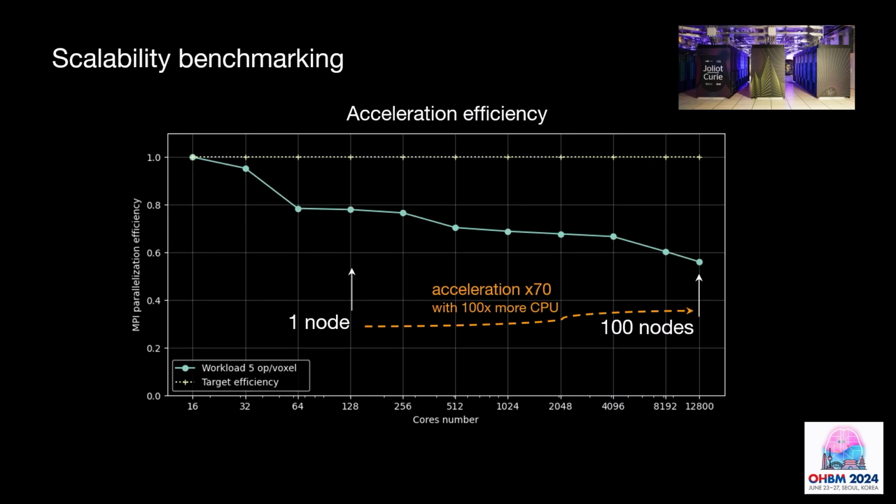So as you can see, the acceleration is not without a cost. This can be plotted with this type of benchmarking plot that was done on a synthetic dataset. Due to the communications that are required with an increasing number of CPU cores used, the efficiency is lower when we use more nodes. But still we get an acceleration factor of 17 while using, for example, 100 times more CPU cores.